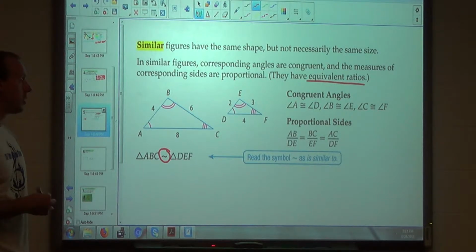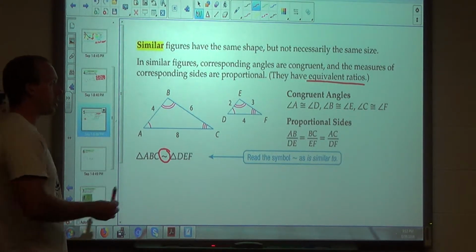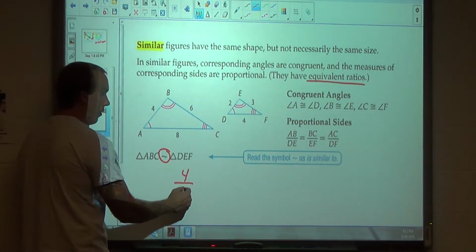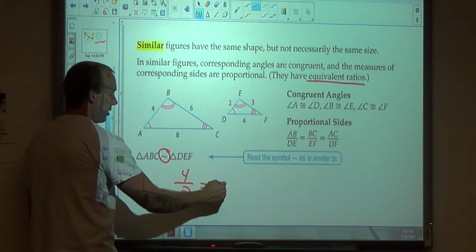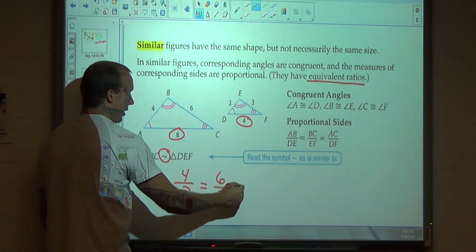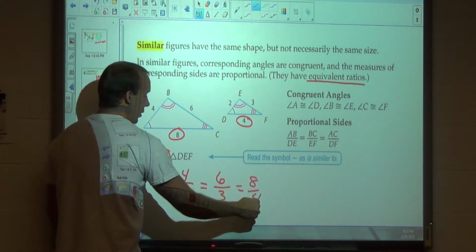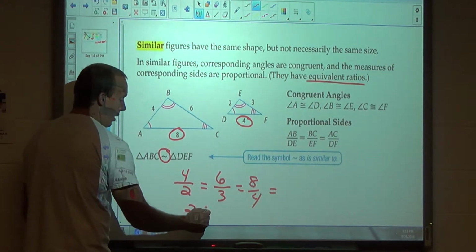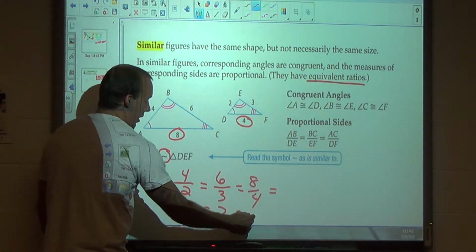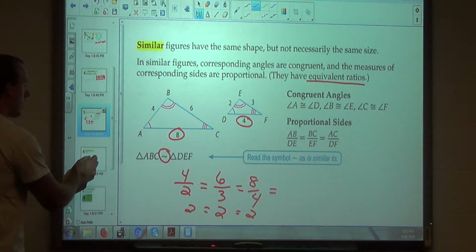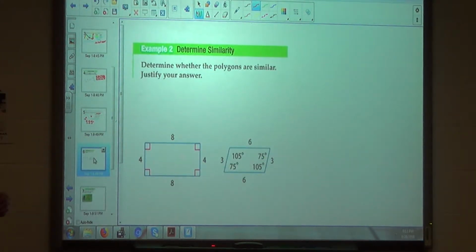Okay? So the sides have to be proportional, which we just checked, they all divide by 2. Another way of doing that would be the big triangle over the little triangle equals the big side over the little side. These are the corresponding parts. And then the last one would be the big side over the little side. So 8 over 4. And all those simplify into 2 over 1, 2 over 1, and 2 over 1. So they're all the same, they're proportional.